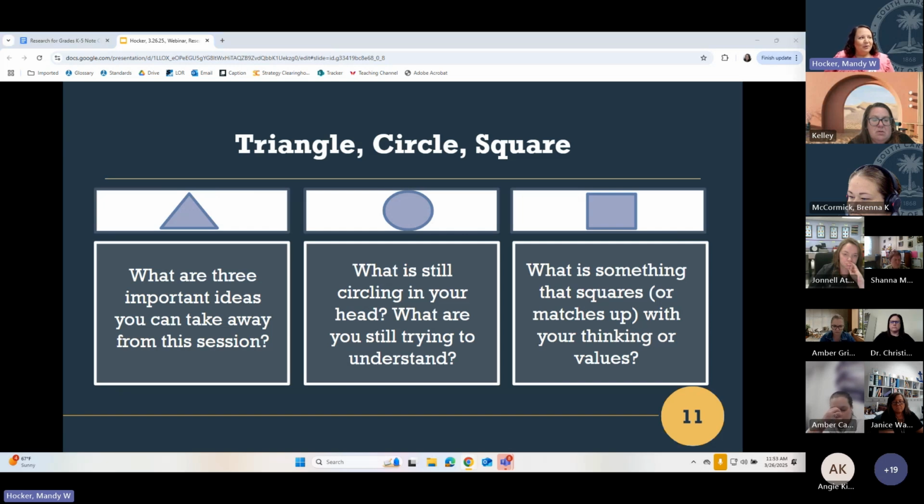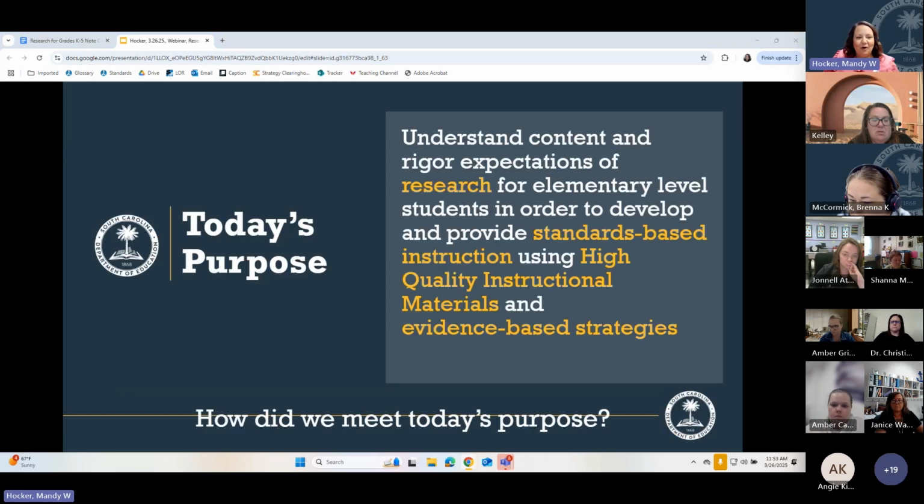All right, y'all. Well, our purpose today was to build our understanding on the content and rigor expectations of research. We did that through that needs and guarantees experience. And then we needed to develop and provide standards-based instruction using high-quality instructional material and evidence-based practices.